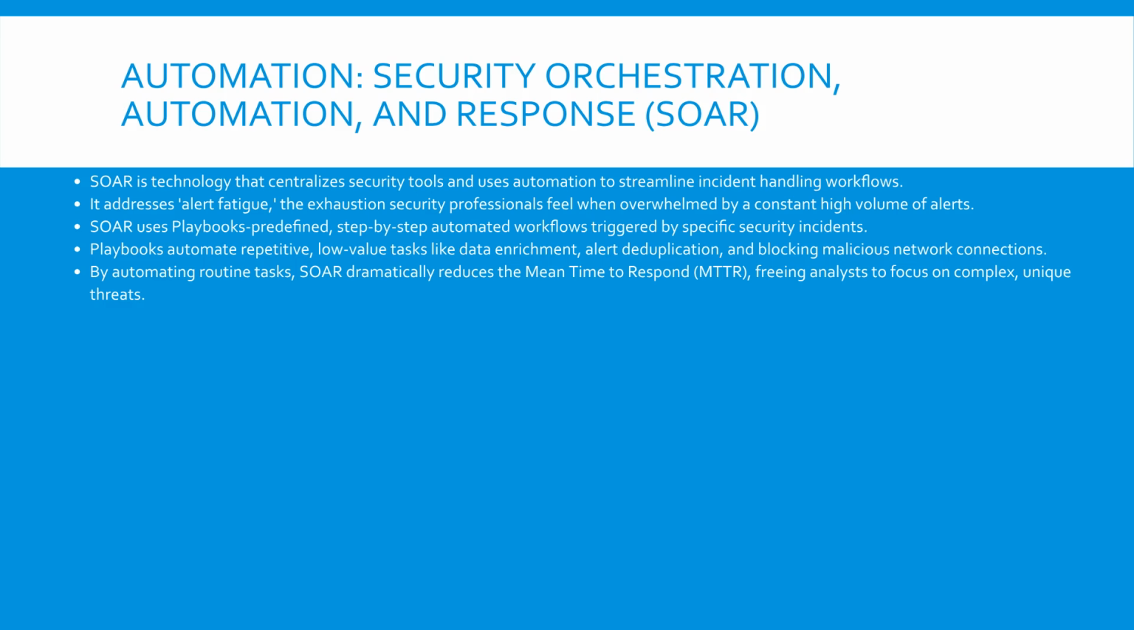The core mechanism of SOAR is the playbook. Think of a playbook as a recipe, a step-by-step, documented set of actions that runs automatically when a certain type of alert is received. For instance, a playbook might automatically take a high-severity alert from the SIEM, enrich it with threat intelligence data, block the suspicious IP address on the firewall, and then notify the analyst, all in seconds. This capability dramatically reduces the mean time to respond, MTTR, and minimizes costly human errors.